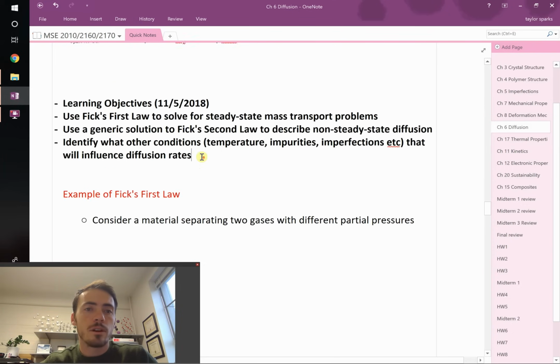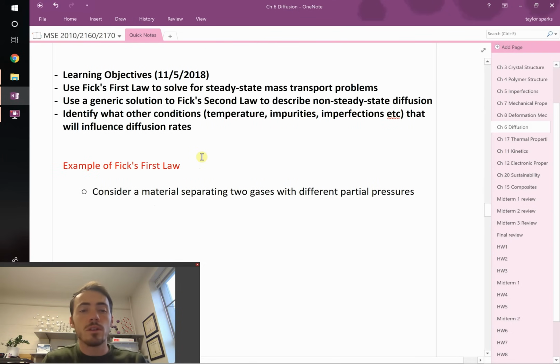So the first thing we'll talk about today, our learning objectives, is using Fick's first law to solve steady state mass transport problems. The next thing that we're going to cover today is using a generic solution, because there are more complicated ones out there. I'll explain later. We're going to use a generic solution of Fick's second law, and that's for non-steady state diffusion. Okay? So we'll describe the difference between steady state and non-steady state as well. The last thing that we're going to do in today's video is identify what other conditions, like temperature, impurities, imperfections, all of these things, how they will influence diffusion rates.